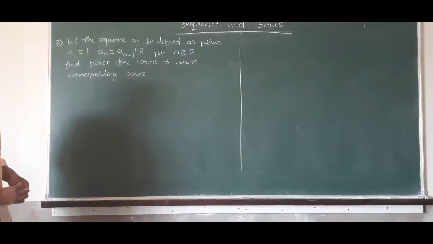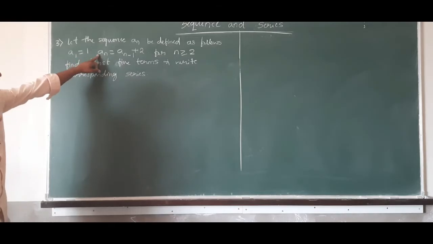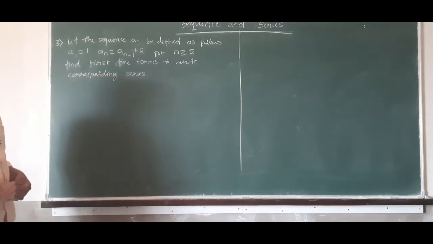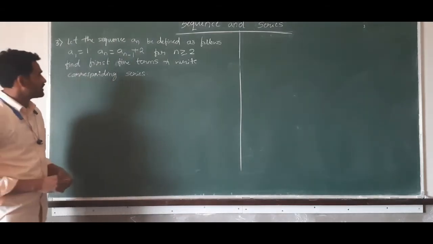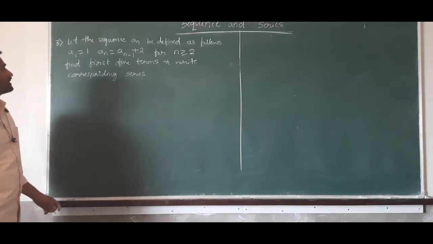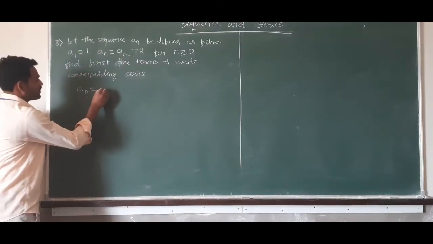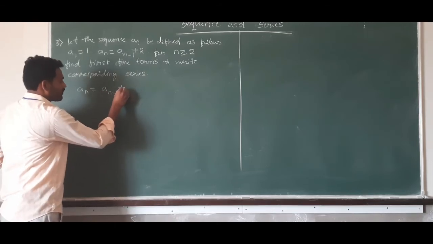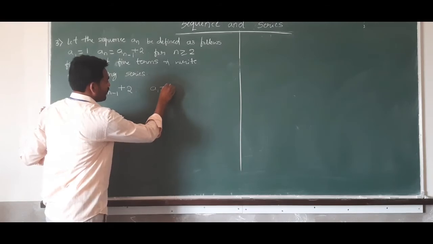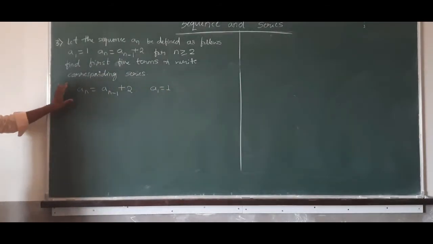7866. Okay. The sequence an is defined as follows: a1 is equal to 1 and an is equal to a of n minus 1 plus 2 for n greater than or equal to 2. Find the first 5 terms and write the corresponding series. They have given the general form of the sequence, that is an is equal to a of n minus 1 plus 2, and also they have given the first term a1 is equal to 1. So we have to find the first 5 terms of the given sequence.